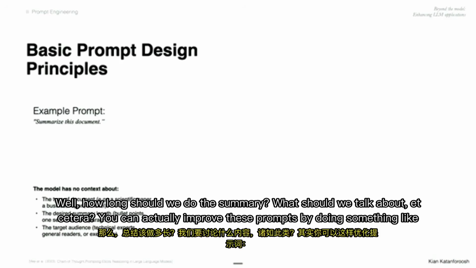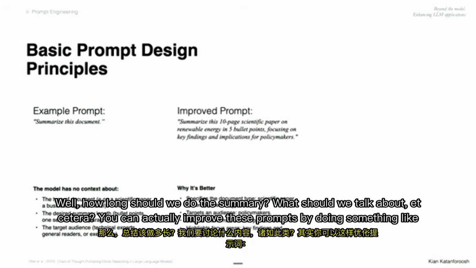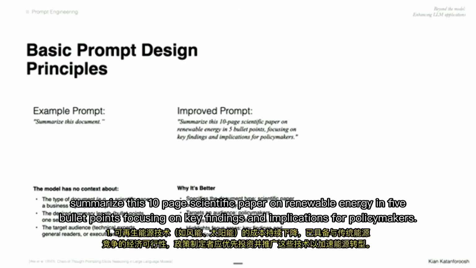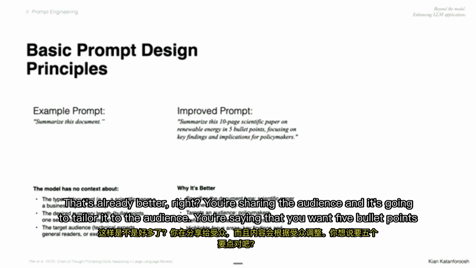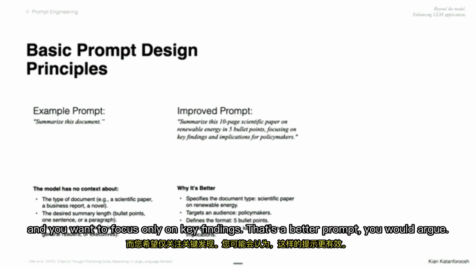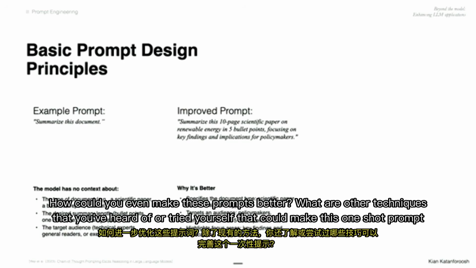You can actually improve these prompts by doing something like: summarize this 10-page scientific paper on renewable energy in 5 bullet points, focusing on key findings and implications for policymakers. That's already better, right? You're sharing the audience and it's going to tailor it to the audience. You're saying that you want 5 bullet points and you want to focus only on key findings. That's a better prompt, you would argue. How could you even make this prompt better?